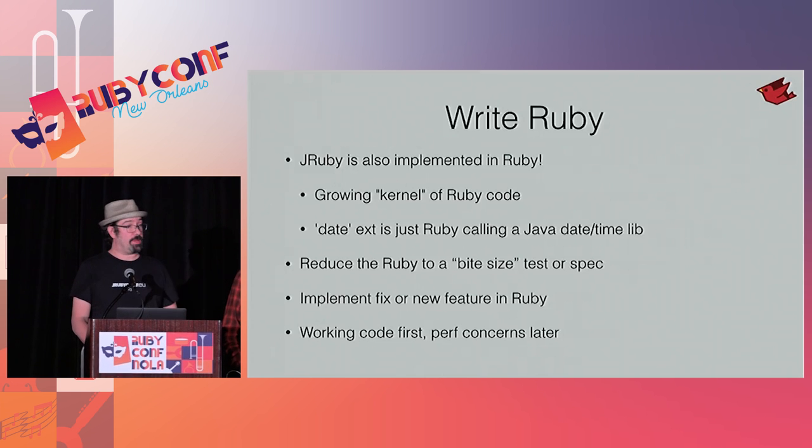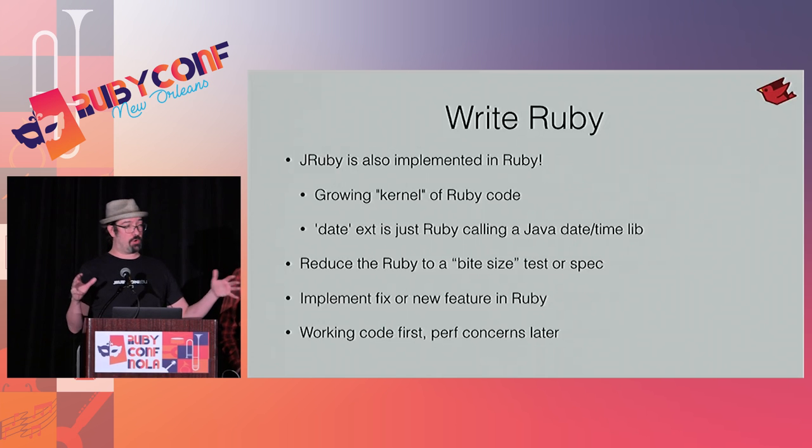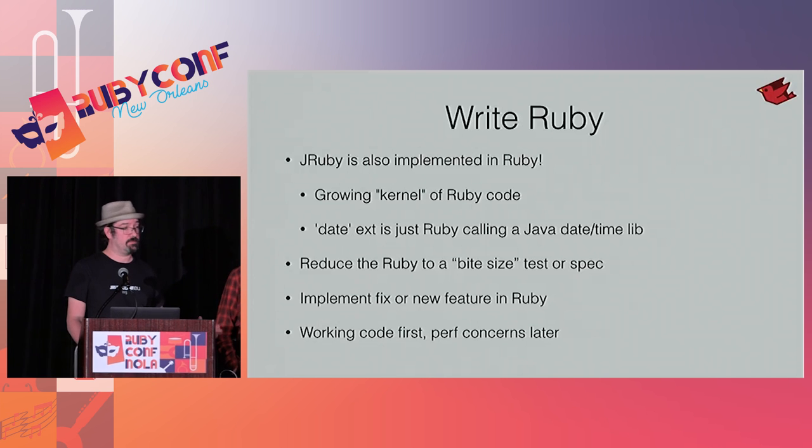If you want to write Ruby, you actually can contribute to JRuby using Ruby code. We do have a growing kernel of code that's internal in JRuby that actually implements parts of Ruby using Ruby code. Mostly little additional methods that came in Ruby 2.3. If there's something that's missing or if there's a bug that seems like you could fix it with some Ruby code, that can go into a pull request and we can put it in JRuby and get it out in the next release.